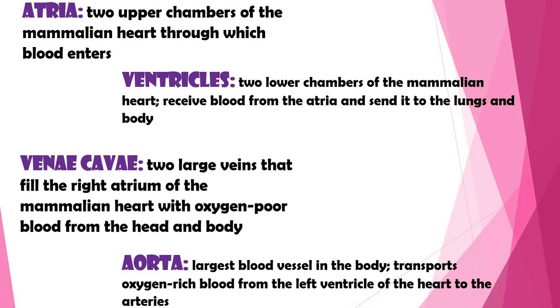Venae cava are 2 large veins that fill the right atrium of the mammalian heart with oxygen-poor blood from the head and body. Aorta is the largest blood vessel in the whole body, and it transports oxygen-rich blood from the left ventricle of the heart to the arteries. That's it for today.